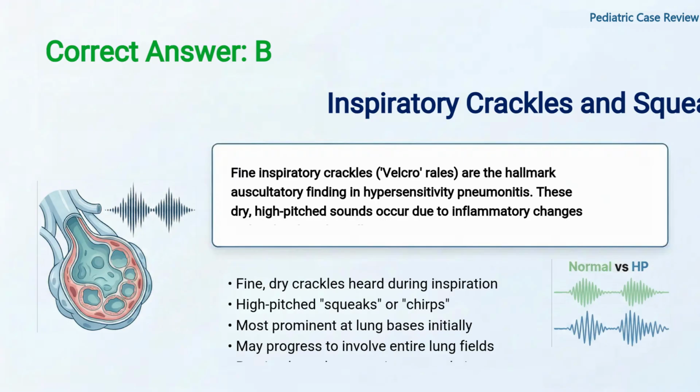Fine inspiratory crackles are the hallmark auscultatory finding in hypersensitivity pneumonitis. These dry, high-pitched sounds occur due to inflammatory changes in the alveoli and small airways. They are described as fine, dry crackles heard during inspiration, sometimes with high-pitched squeaks or chirps. They are most prominent at the lung bases initially, may progress to involve entire lung fields, and persist throughout the respiratory cycle in severe cases. This contrasts with the coarse wet crackles of infection and the expiratory wheeze of asthma.